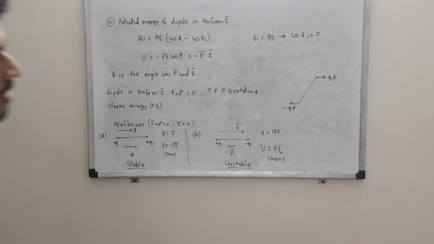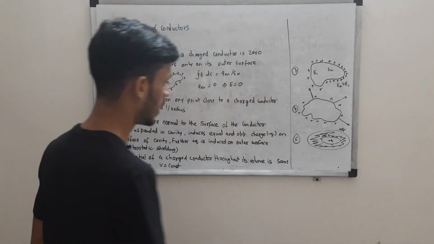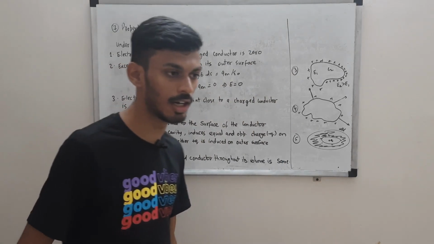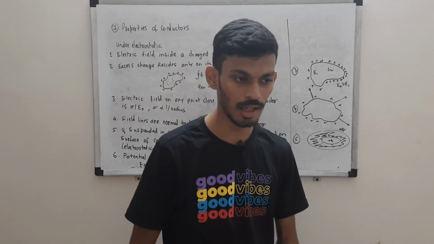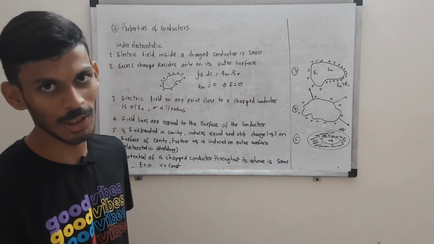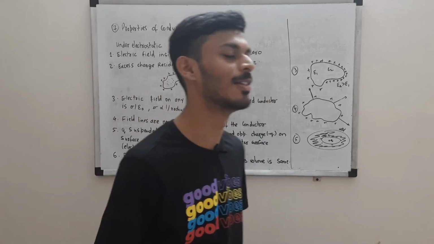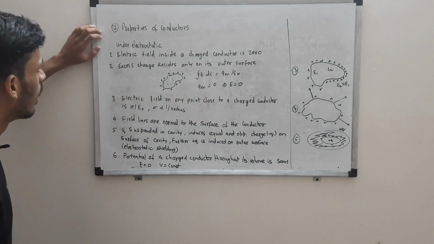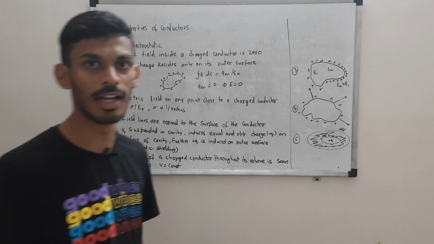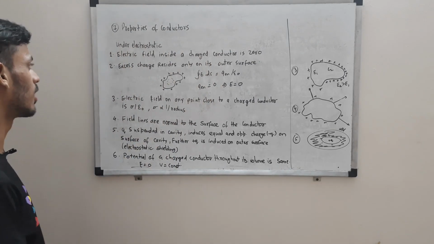Over to the next section, the properties of the conductor. We have the following properties, and it is important to note that these properties hold under electrostatics only. In the coming chapters we'll be seeing charge in motion. A moving charge will produce electric current and also a magnetic field. We'll be seeing that in the next few chapters. But for now, our first two chapters deal with electrostatics, and these properties hold under electrostatics. That is a key point to remember.